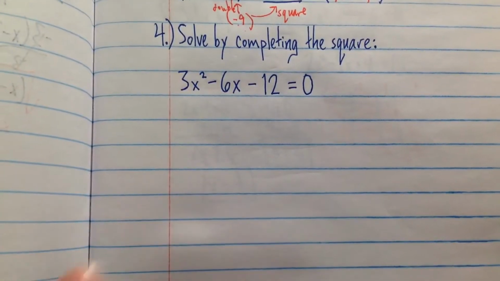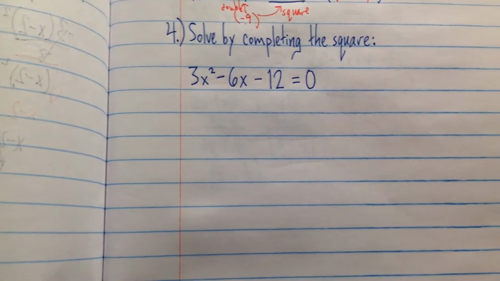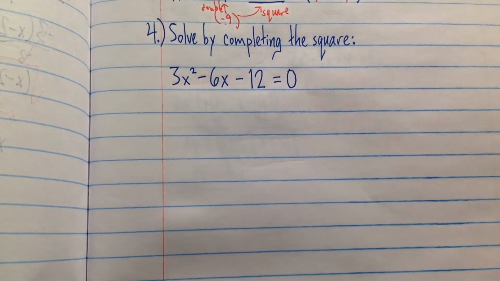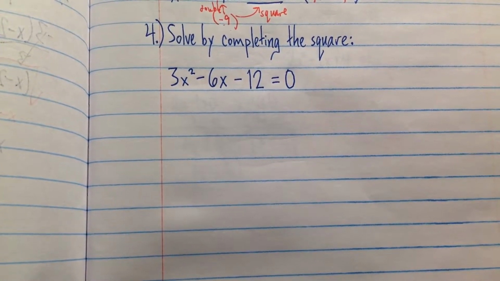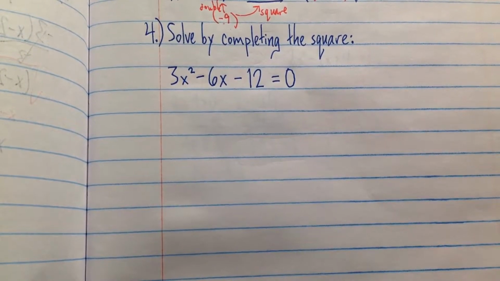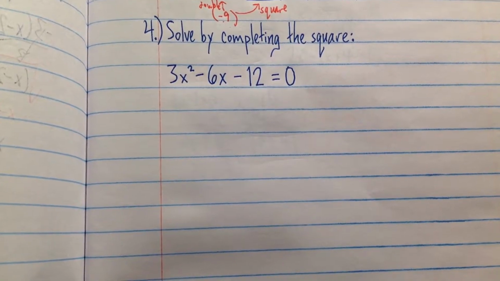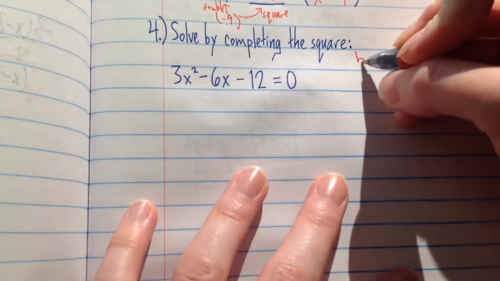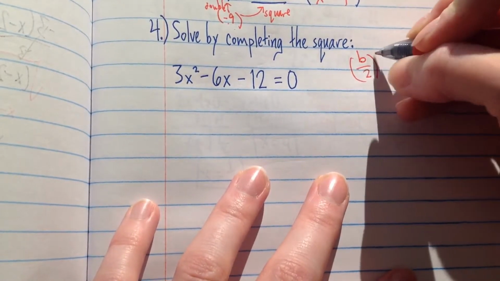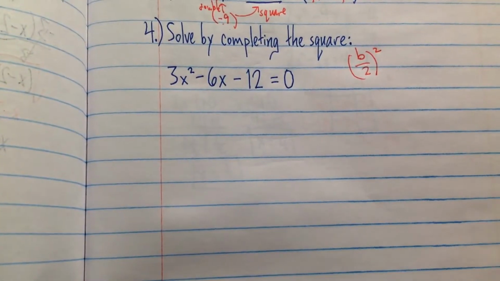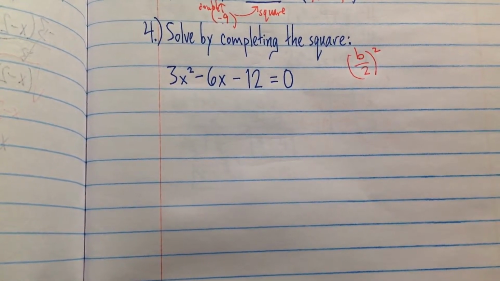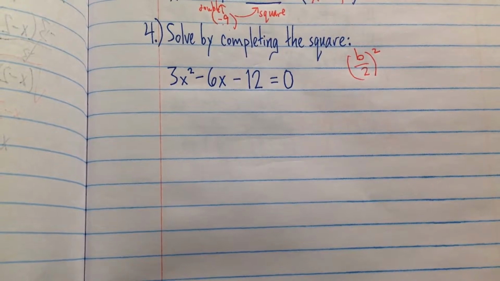Then the final type of problem we're going to do, and the last type of problem you'll see on the quiz, is completing the square. So this is our completing the square example: 3x squared minus 6x minus 12 equals 0. So try and see if you can do this one on your own. Completing the square is the one where you have to do b over 2 squared. So if you remember what method that is, take a second now and try this problem. See if you can do it.